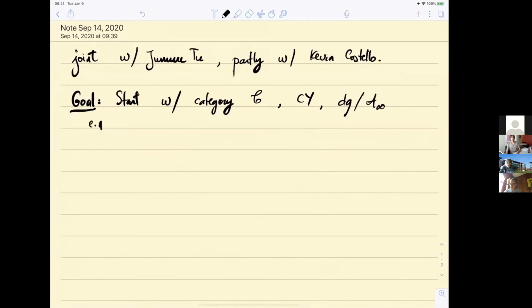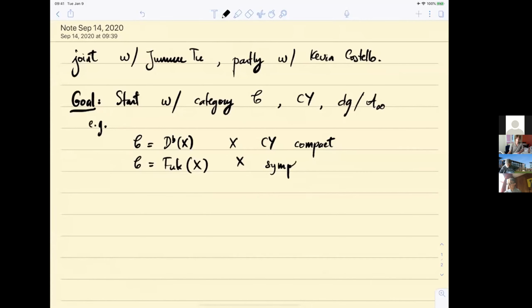The main examples of such a category would be the derived category of coherent sheaves on a compact Calabi-Yau manifold, or the Fukaya category of a symplectic manifold, or maybe another option would be some matrix factorization category of some potential on some quasi-projective variety.